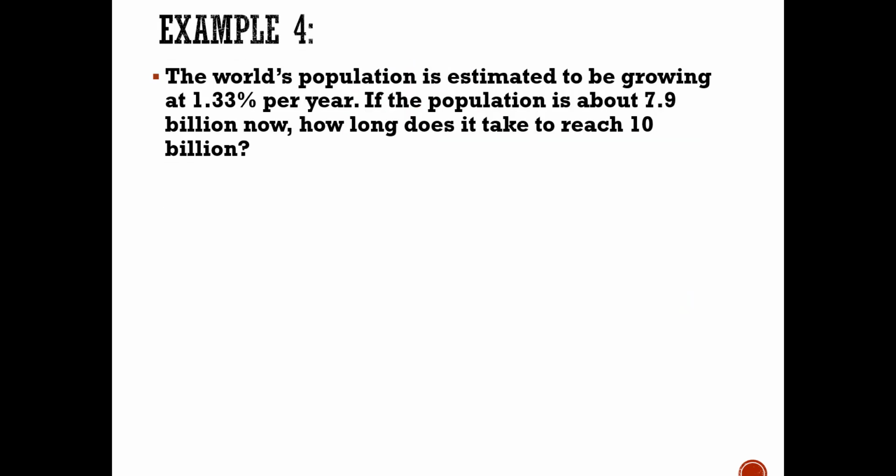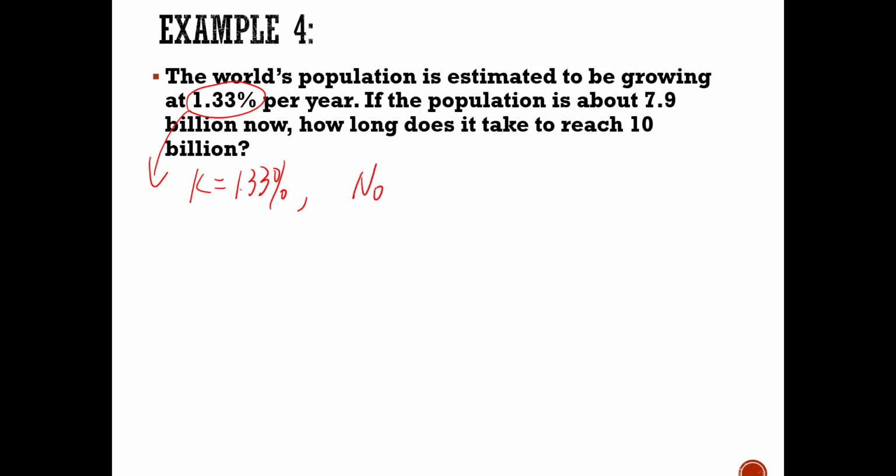And example 4, the world population is estimated to be growing at 1.33% per year. So constant growth rate k is given. The population is about 7.9 billion right now. How long does it take to reach 10 billion? So 10 billion, that's within the near future. 7.9 billion is right now.